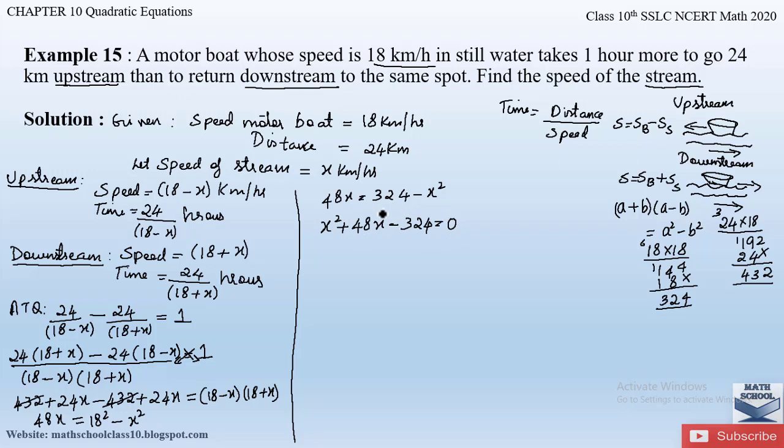So now we have obtained a quadratic equation. For this quadratic equation, let us apply the quadratic formula and find the root or x value. The quadratic formula is given by x is equal to minus b plus or minus square root of b square minus 4ac, divided by 2a. So what are the a, b and c values? The a value is the coefficient of x square, that is 1. b is the coefficient of x, that is 48, and c is the constant, that is minus 324. Now let us substitute the a, b and c values in the quadratic formula.